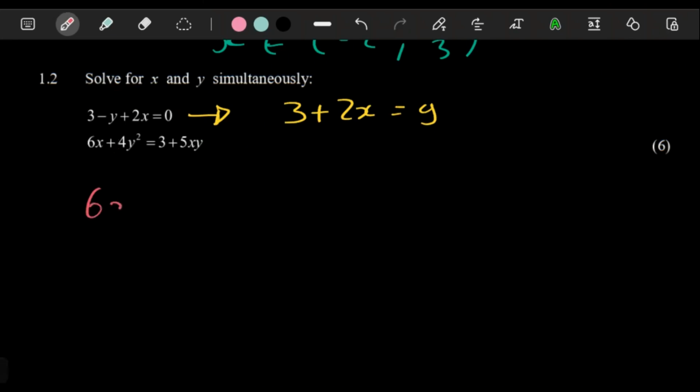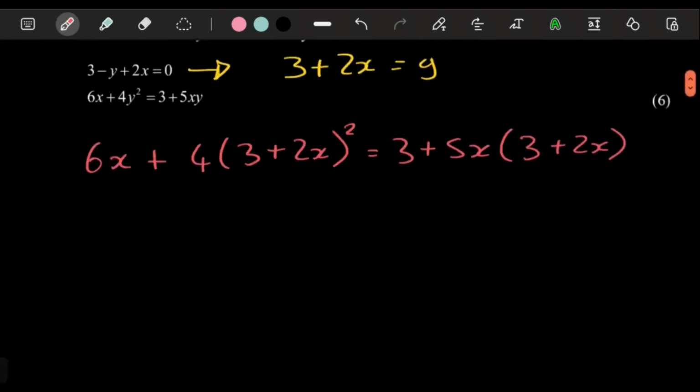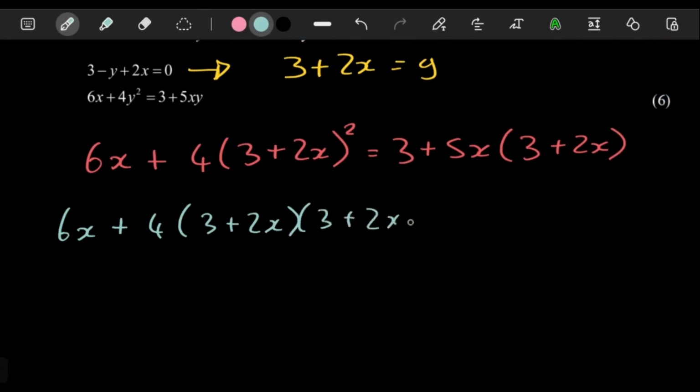So here 6x plus y. We have to throw this whole thing in there. Just like 3 plus 2x and then squared. This is equal to 3 plus 5x, and then y there is just 3 plus 2x. There we go. So all this being said, what do we now need? Remember, these two brackets, you can just multiply them out. So you have 4 here, 3 plus 2x, 3 plus 2x again, then you have equal to 3.